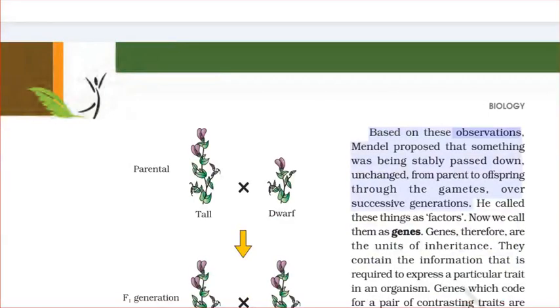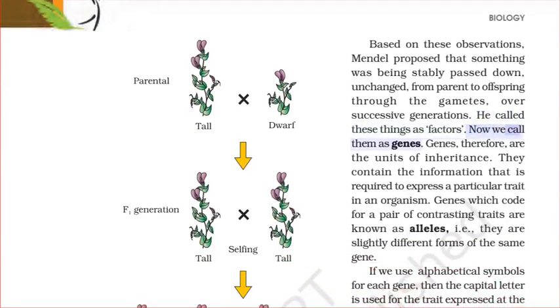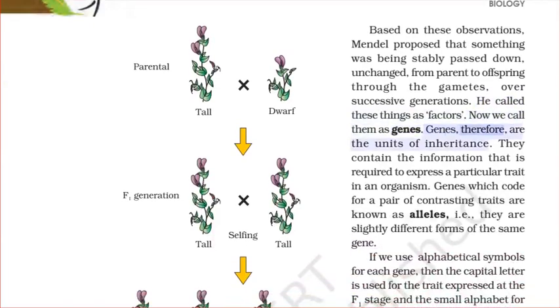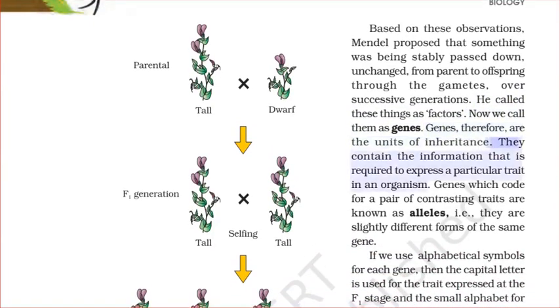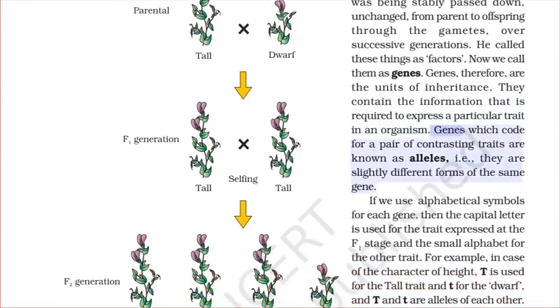Based on these observations, Mendel proposed that something was being stably passed down, unchanged, from parent to offspring through the gametes, over successive generations. He called these things factors. Now we call them genes. Genes, therefore, are the units of inheritance. They contain the information that is required to express a particular trait in an organism. Genes which code for a pair of contrasting traits are known as alleles. That is, they are slightly different forms of the same gene.